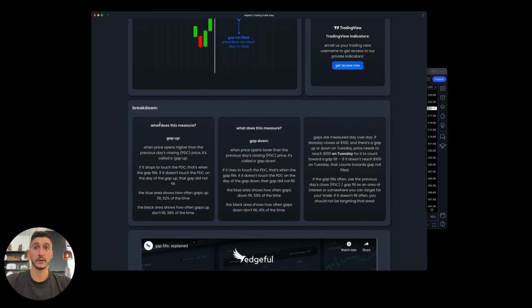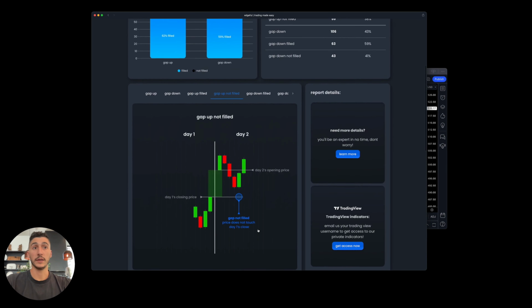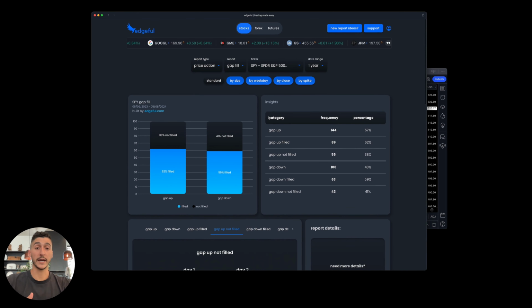We have some more text. What does this measure? This is something that you always want to be looking at. If you're not a reader, just read it for the first time when you come onto this report, or any of the reports, honestly, because it tells you exactly what it's measuring, exactly how it's being measured, and how you can use it too. Then we have a video that will walk you through exactly what this is and how it works. And that is pretty much it in terms of the layout.